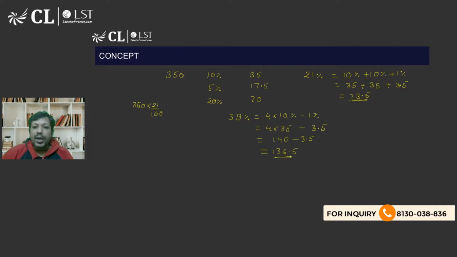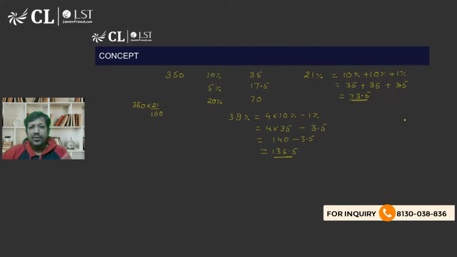So if I want to calculate any percentage of 350 or, in short, any other number, I have taken an example of 350, but if you want to calculate of any other number, break it into smaller parts, in the multiples of 10 and the multiples of 1.